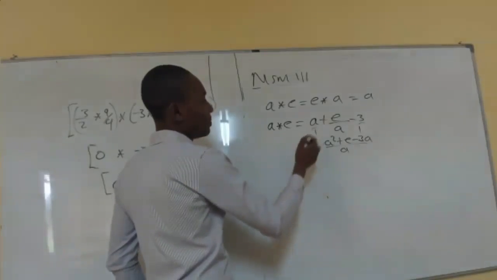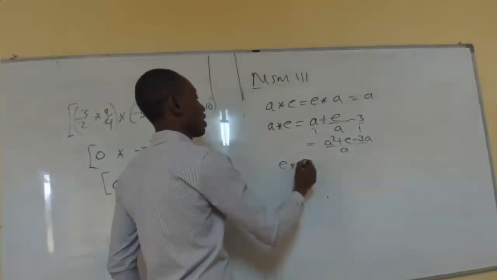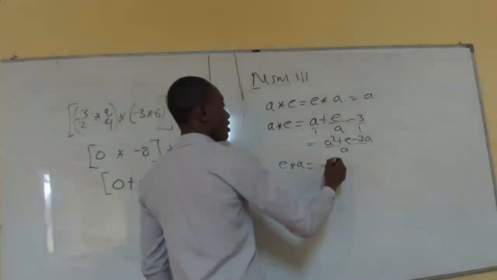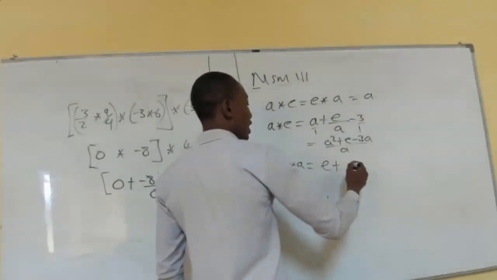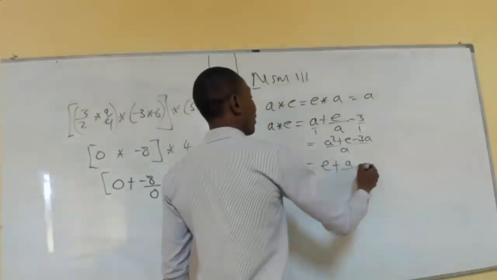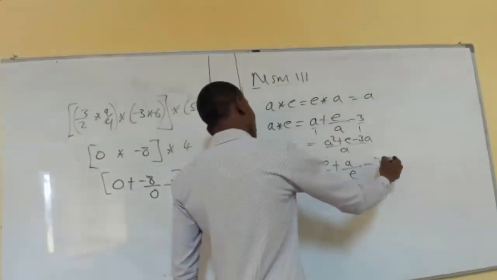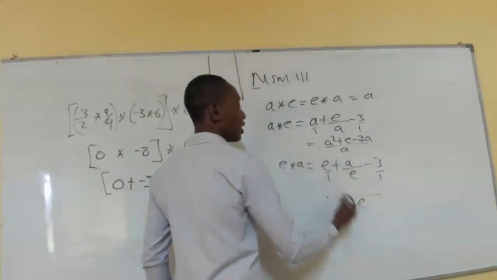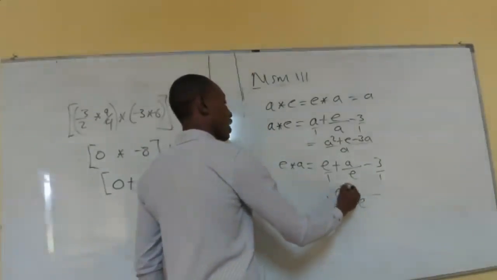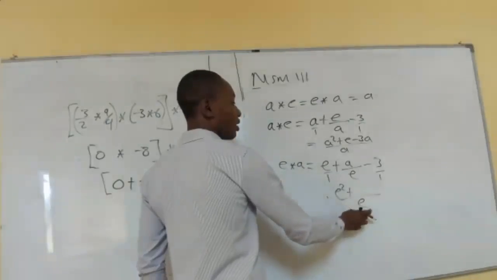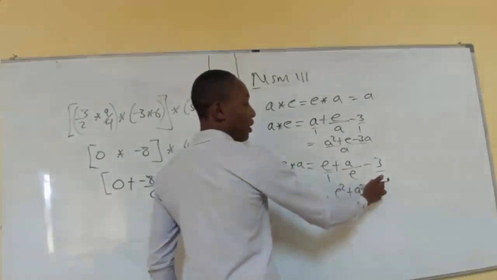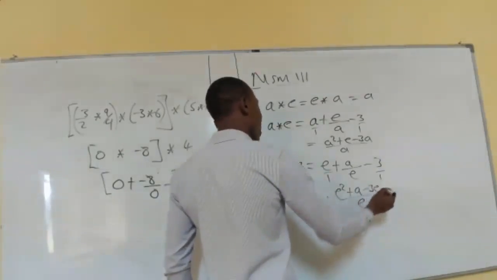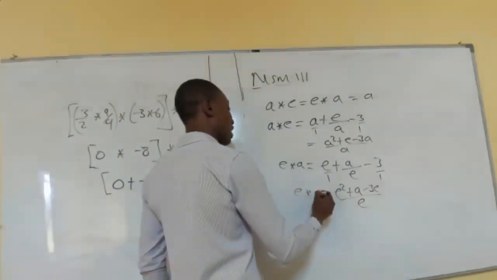Then what is E star A? E star A will be the first number E plus the second number, which is A, over the first number E, then we subtract 3. So the common denominator there now becomes E. 1 into E is E squared, plus E into E is 1 times A is A, and 1 into E is E times that minus 3E. So this is E star A.